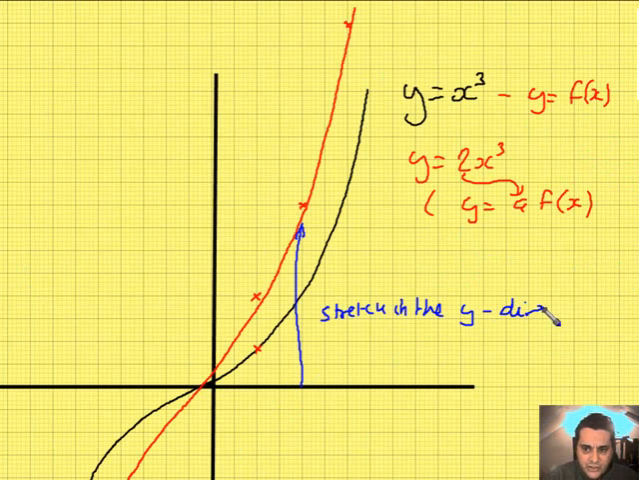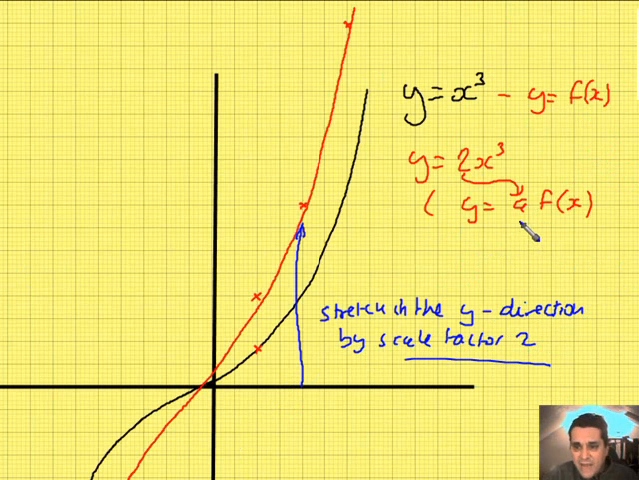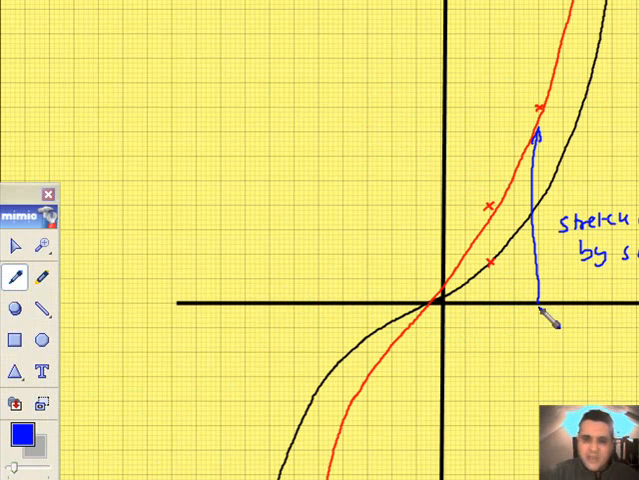in the y direction by scale factor 2. Why is that? Because my a value is 2 and I multiply the y part of each coordinate by 2. Sorry, that's not very straight, but it looks about right, doesn't it? From there to there, 4 squares. From there to there, 8 squares. I've stretched it in the y direction by 2.